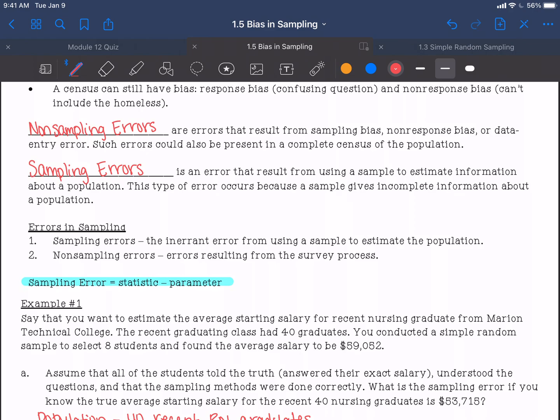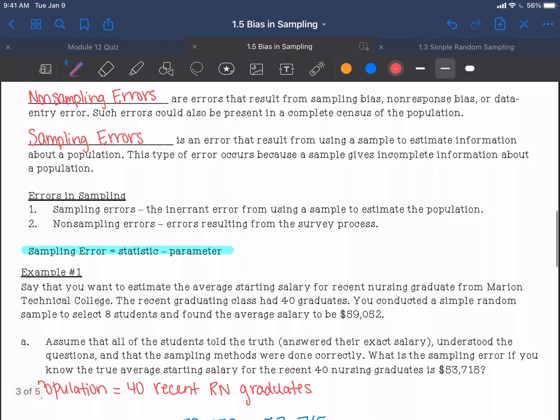So for this first example, say you want to estimate the average starting salary for recent nursing graduates from Marian Technical College. The recent graduating class had 40 graduates. You conducted a simple random sample to select 8 students and found the average salary to be $59,052. Part A, assume that all students told the truth, so they knew their exact salary, they understood the question, and that the sampling methods were done correctly. What is the sampling error if you know the true average starting salary for the recent 40 nursing graduates is $53,715? Well, the population is all 40 nursing students.